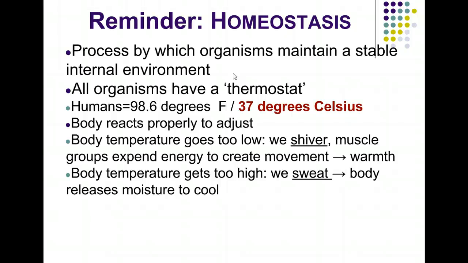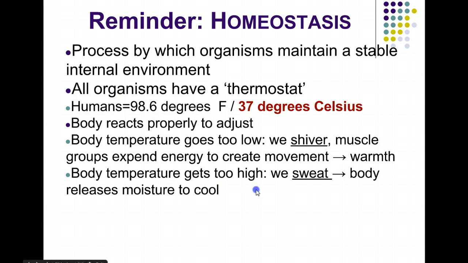So our normal temperature, 98.6 degrees, we have different homeostatic mechanisms that help us to maintain that. If we get too cold, we shiver to increase our temperature. If we get too warm, we sweat. So in this unit, we are going to talk about at the molecular level, what does our body do to help us to maintain homeostasis? So that one's just a reminder.